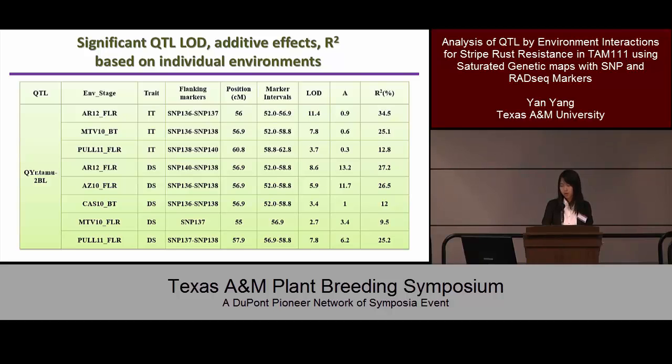And for the LOD score, it can explain the significance of these QTLs on chromosome 2B, and A represents the additive effect. R squared means how much percentage of the phenotypic data variance can be explained by these QTLs. It ranges from around 9 to 35.